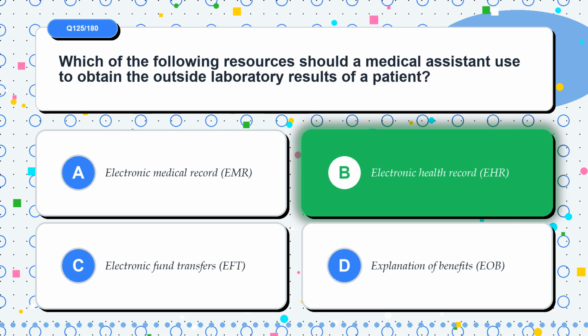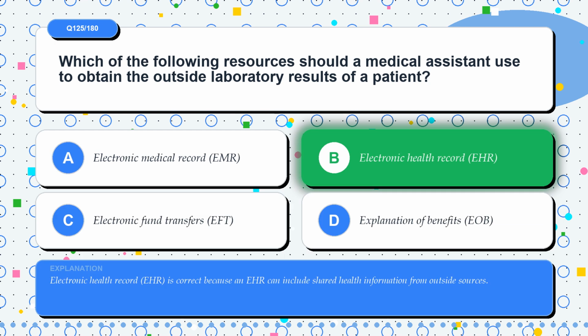The correct answer is option B. Electronic health record, EHR. Electronic health record, EHR is correct because an EHR can include shared health information from outside sources.